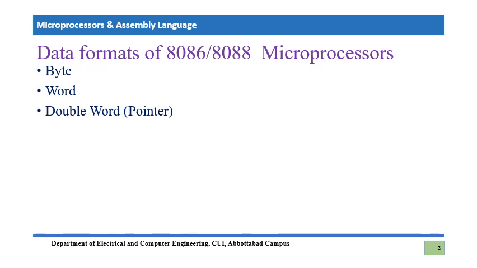Byte refers to 8 bit of information. That means only one location of the memory will be used. Word means 16-bit of information, or two locations will be used from the memory. And similarly, the double word, which is also known as a pointer, refers to four different locations which are consecutive locations.